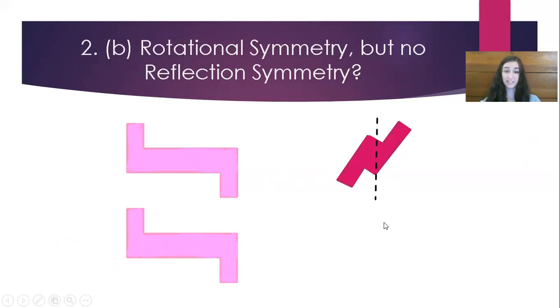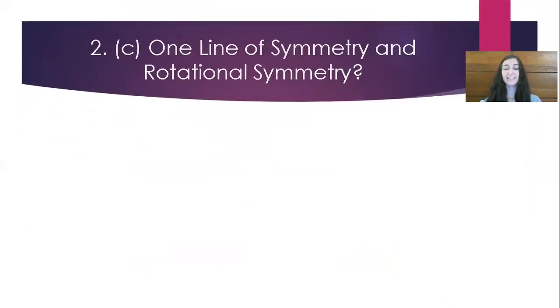So this figure doesn't have reflection symmetry. But once again, if you rotate this 180 degrees, it turns out to look exactly like it did from the beginning. So that's how you know that it has rotational symmetry. Now this last part wants us to look at the figures that have one line of symmetry and rotational symmetry.